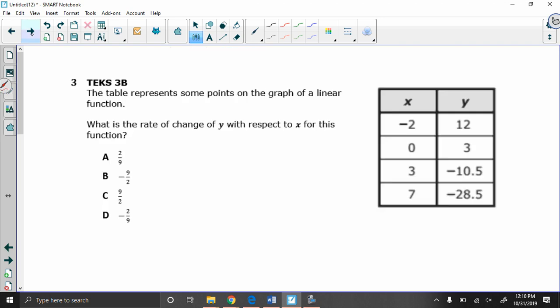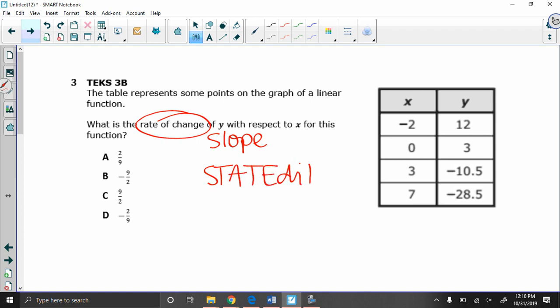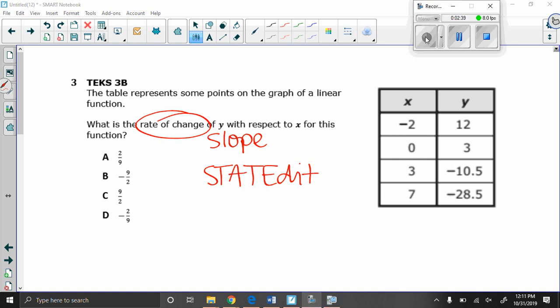Number 3, we're given a table that represents some points on a graph. What is the rate of change of y with respect to x for this function? So all this is asking us is what is the slope? And whenever we're given a table, we need to use stat edit. So we need to get out a calculator for this.